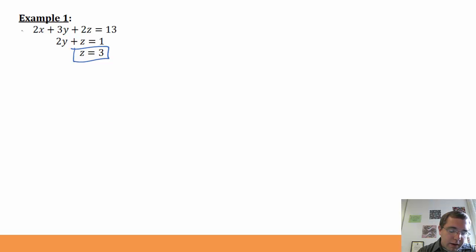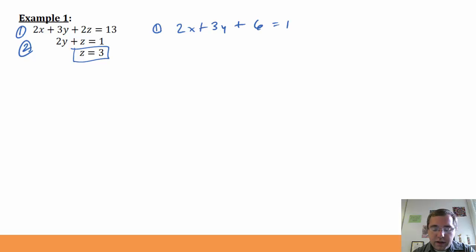And normally when we do this, we number the equations, so we'll call that equation number 1 and equation number 2, and equation number 3 is already solved. So let's plug in 3 for z in equation number 1 and equation number 2. So equation number 1 becomes 2x plus 3y plus 6 equals 13, which means 2x plus 3y equals 7. And equation number 2 becomes 2y plus 3 equals 1.